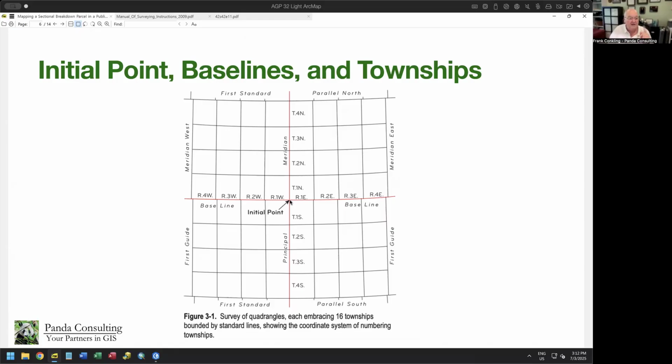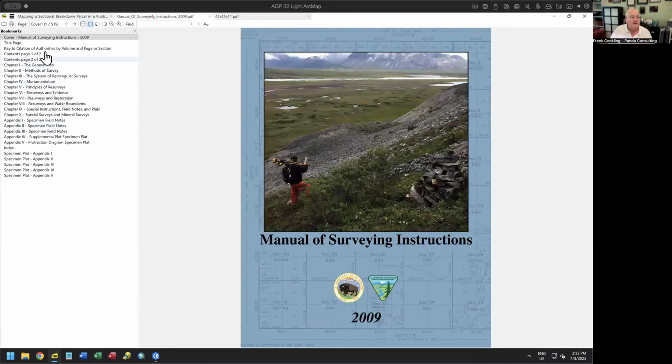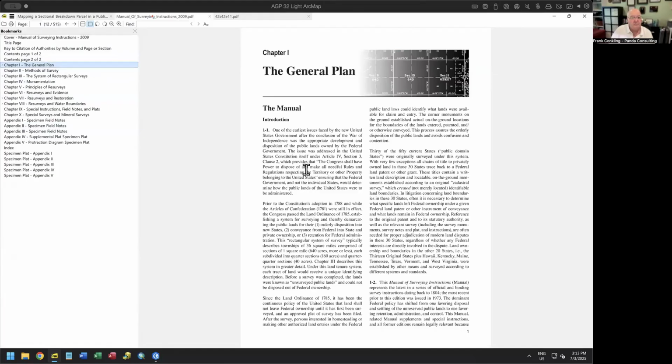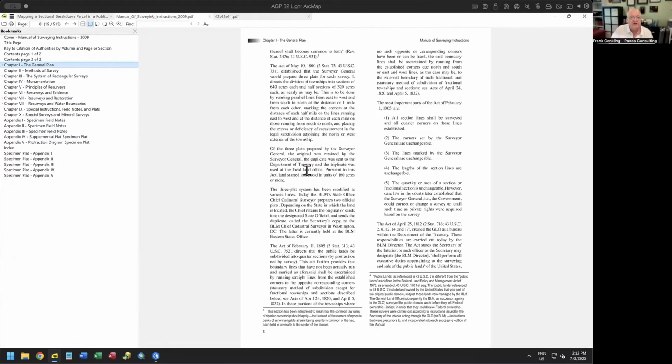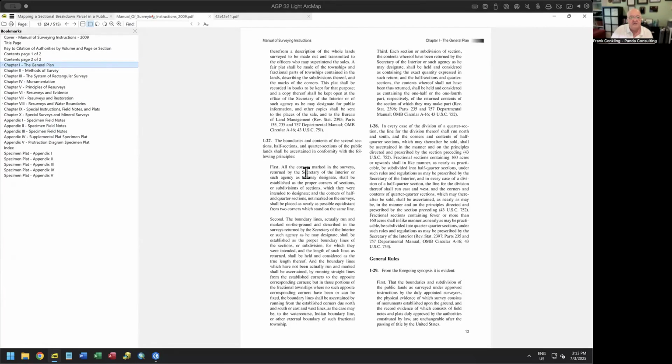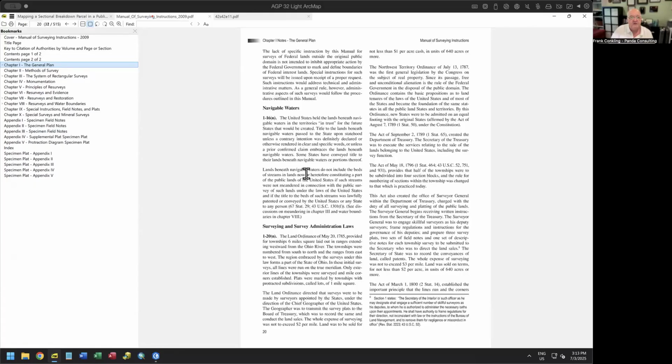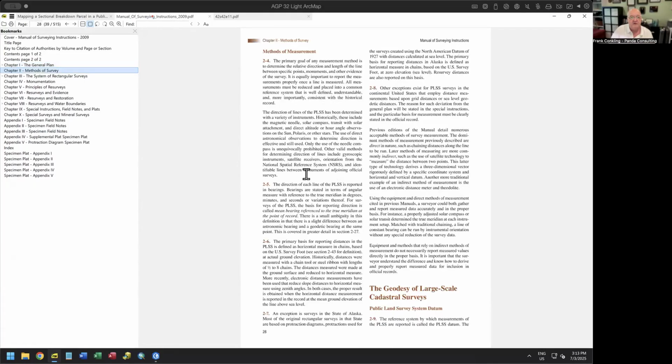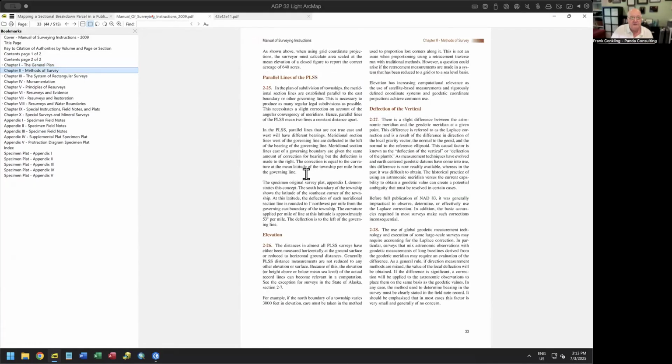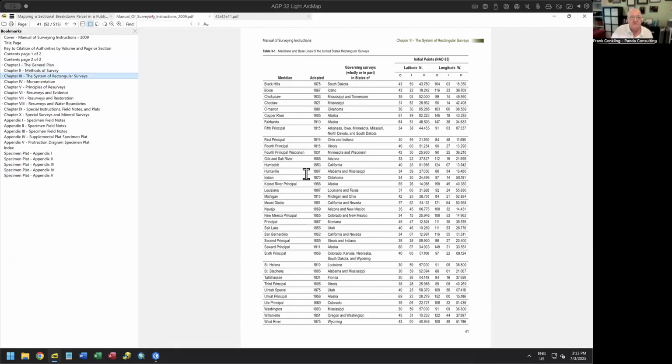By the way, in this Manual of Surveying Instructions, they show you the general plan, and it talks about the initial points in here and gives you a list of all the initial points and where they're located. Measurements, coordinate systems. Here are all the initial points and where they're actually located, when they were adopted and such.